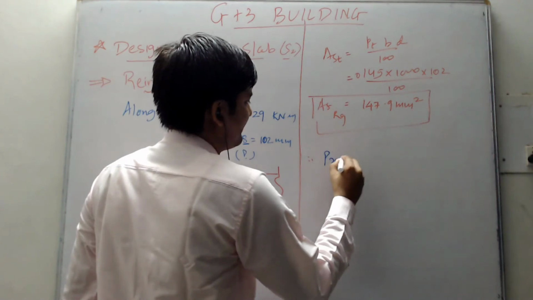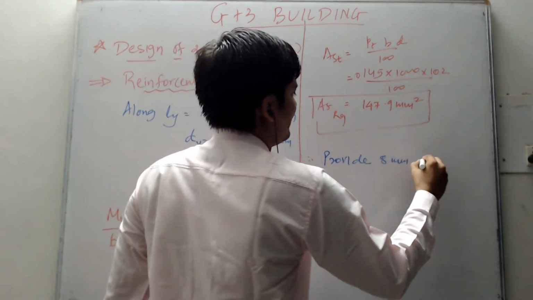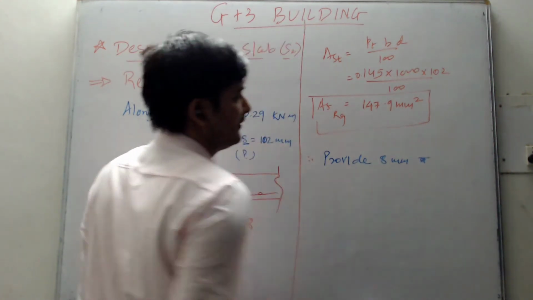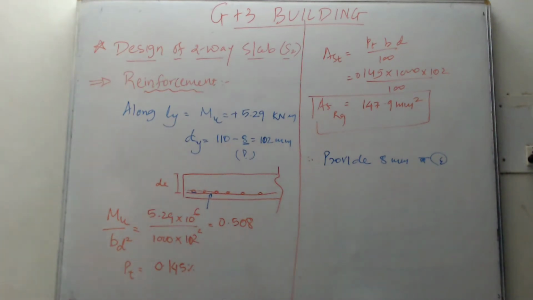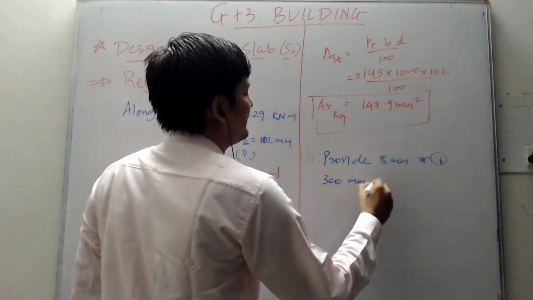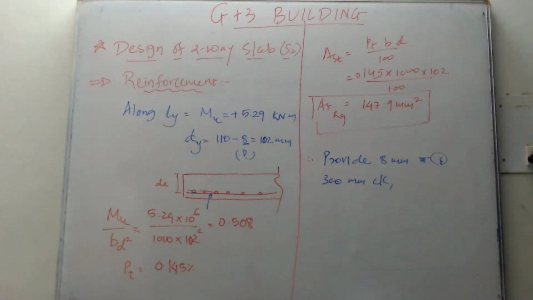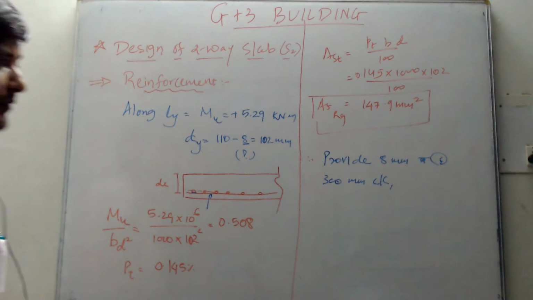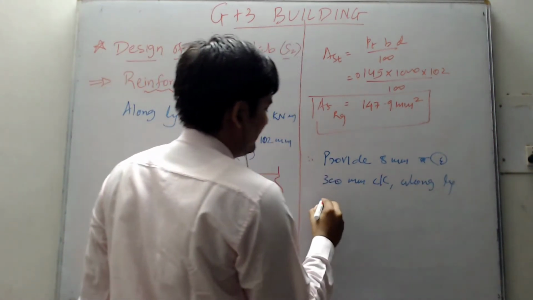Provide 8 mm torsteel at the spacing I am getting as 300 mm center to center, right? 300 mm center to center, and this will be provided along LY in the middle strip.